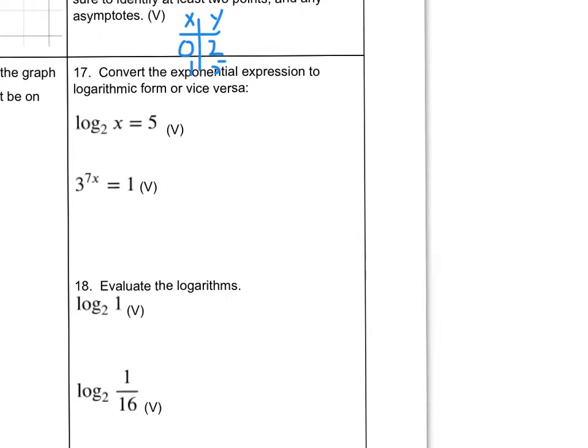For number 17, we're doing some conversions. This is based on the idea that if you've got log base b of some argument that's equal to an exponent, that means the same thing as the base to the exponent is that argument. So here we've got 2 to the 5 is equal to x for the first one. That would be the end of that problem.